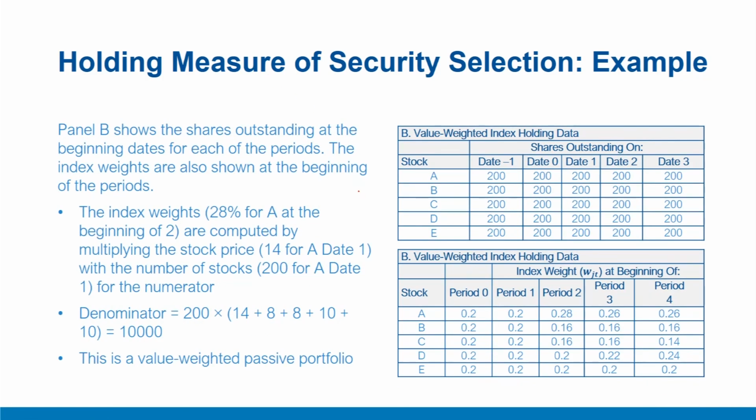In panel B, we have the data for a value weighted index. Holdings data are provided for all the 5 stocks for different dates, 0, 1, 2, 3. Coincidentally, for all the dates, we have 200 shares for these stocks. In the table below, we have index weight data. The holding weights in the value weighted index are provided. These index weights are very easily computed.